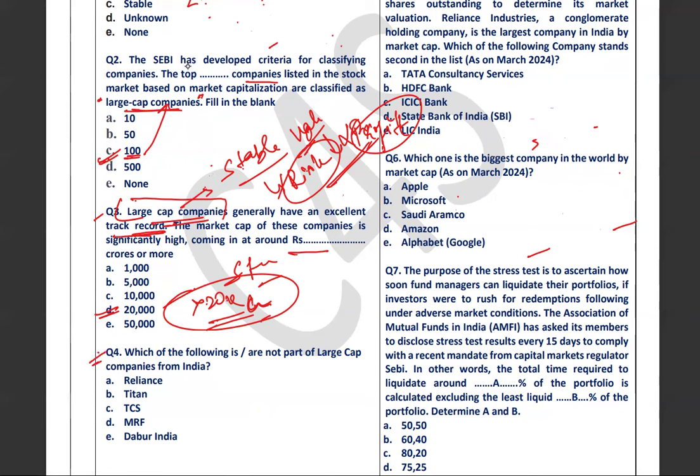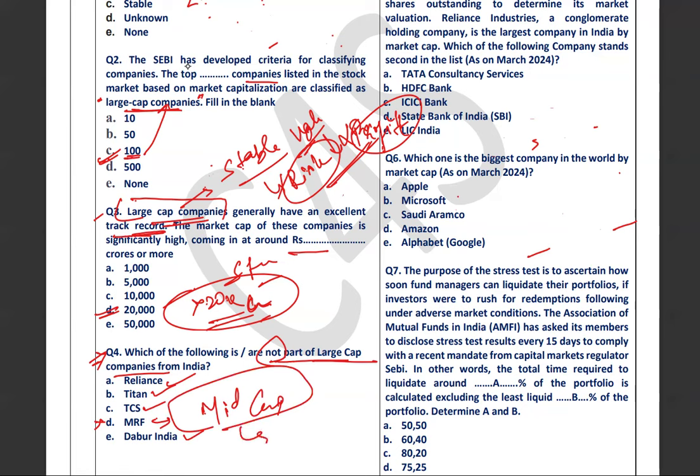Okay. See the next question, question number 4. Which of the following is not a part of large cap companies? Reliance is a part of large cap companies. Titan is also a part of large cap companies. TCS is also a large cap company. MRF is a part of mid cap companies.